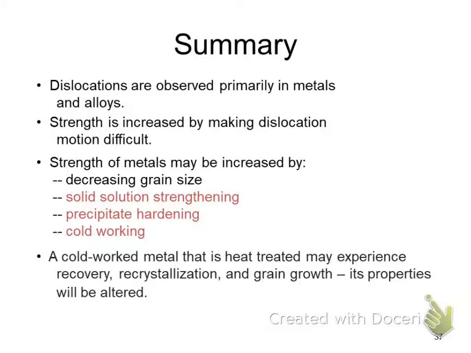Okay, so here we are. I told you we were almost finished. In summary, this is the same page that we had at the beginning of this section, and I wanted to just point out that now you know what these words mean. We've talked about how the dislocations are observed primarily in metals and alloys. The strength is increased because dislocation motion is difficult. That happens when you have smaller crystals, or when you have many crystals. For the strength of the metal, you can implement these particular strategies.